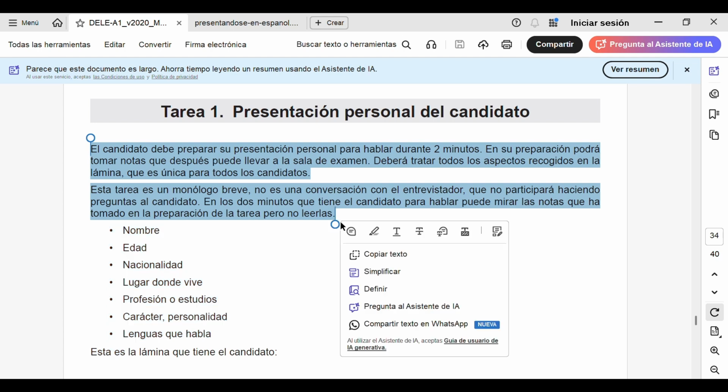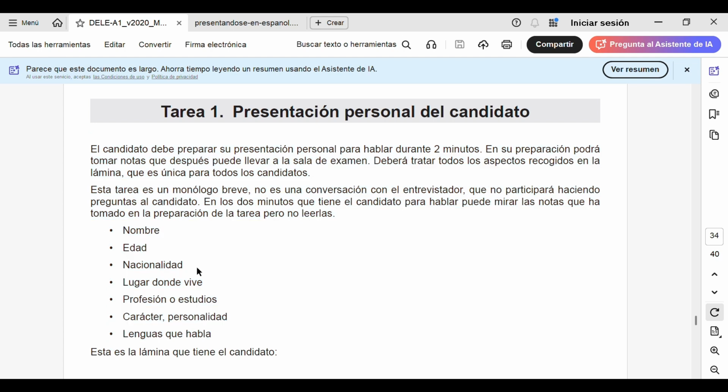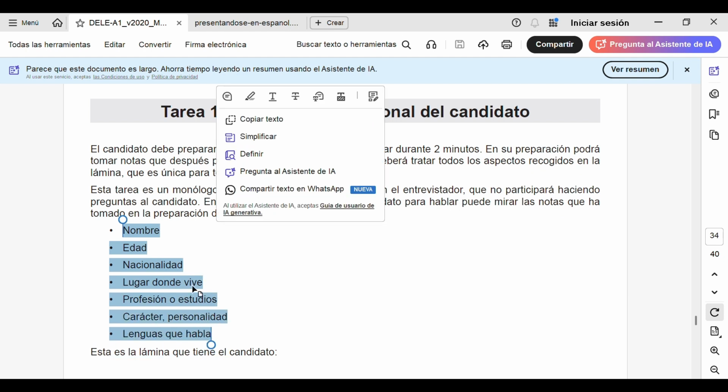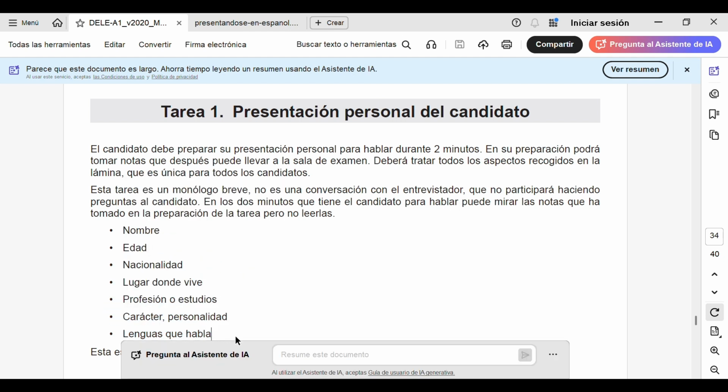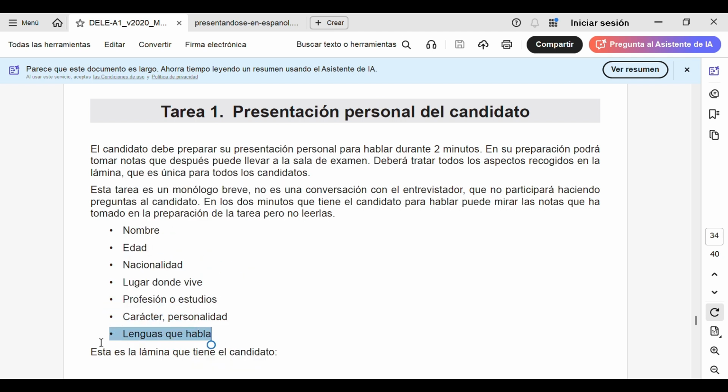But technically, you would have to prepare during 2 minutos, about nombre, edad, nacionalidad, lugar donde vive, profesión, carácter, so how you are, y los idiomas que tú hablas, chicos, español, italiano, etc. Let's take a look en un ejemplo.